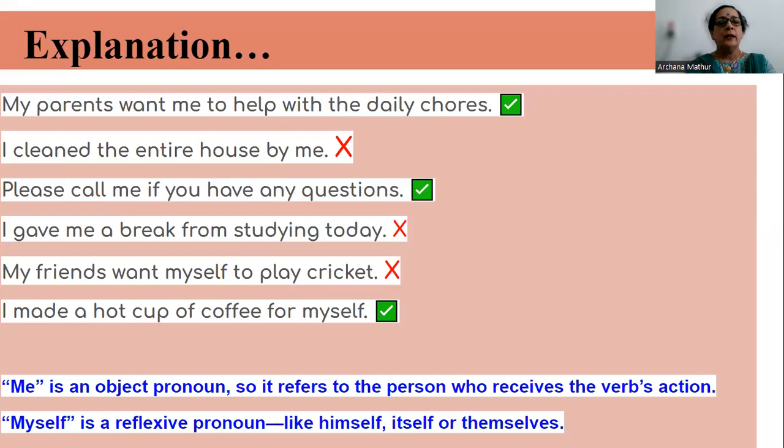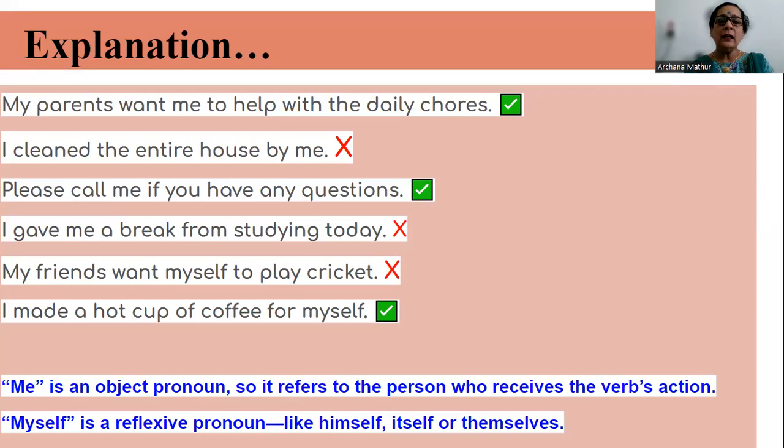Okay. When I say my parents want me to help with the daily chores, it's correct because me is an object pronoun. So it refers to the person who receives the verb's action. It's my parents who are the subject and I am the object. So when the subject wants the object to do something, then it is me that I have to use. But if I am the first person, I am the subject, then it cannot be me, like it's shown in the second statement.